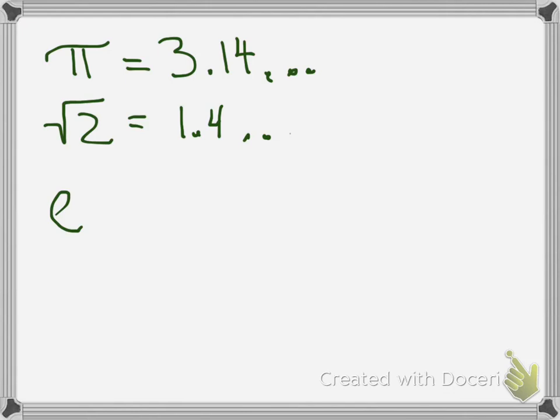e was called the natural number, but now the book wants to call it the natural base. Whatever. Either way, it is a number that represents 2.718281828 dot dot dot. It is like pi. It goes on forever. It will never repeat. It will never end.